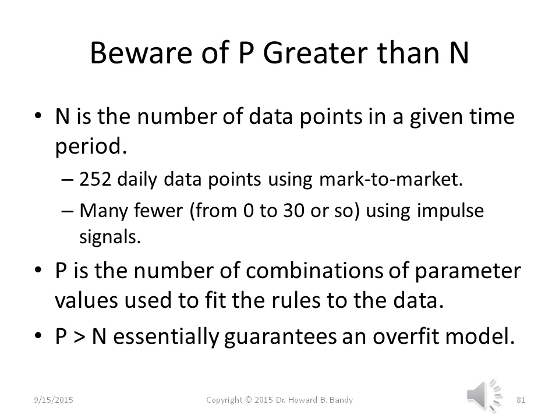Beware of p greater than n. N is the number of data points in a time period. For example, 252 daily data points if you're using mark-to-market accounting. P is the number of combinations of parameter values used to fit the rules to the data. If you've got more columns than rows, you essentially guarantee that you have an overfit model. It will fit perfectly, or at least very well, during learning, and with no guarantee that it's going to fit well during out-of-sample testing.